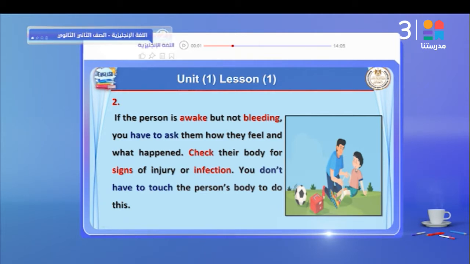As we're working together along with the words in the text, I want you to check the structure: have to, must, need to, don't have to, doesn't have to, mustn't, and so on. So he says here, you don't have to touch the person's body to do this. You are not obliged to. You don't have to.